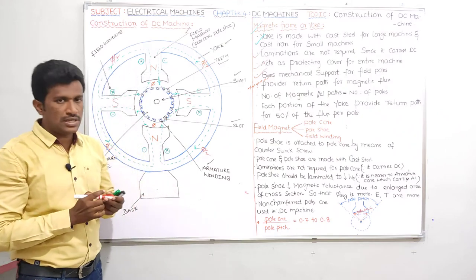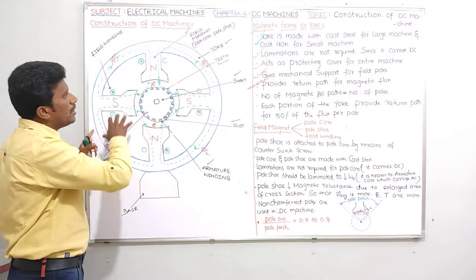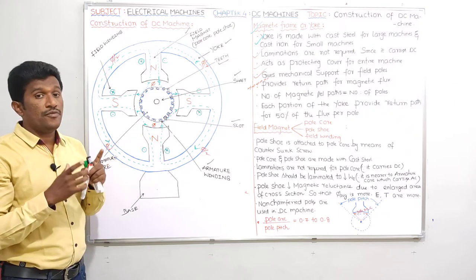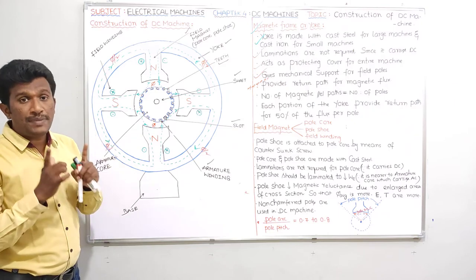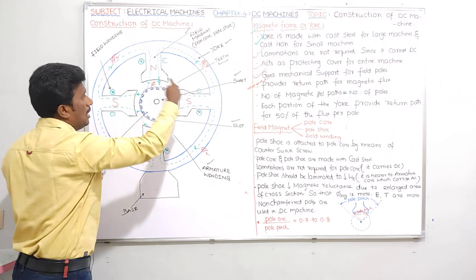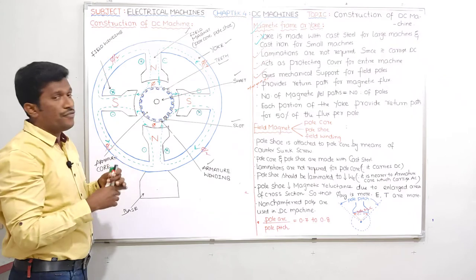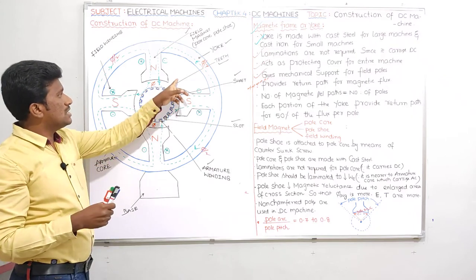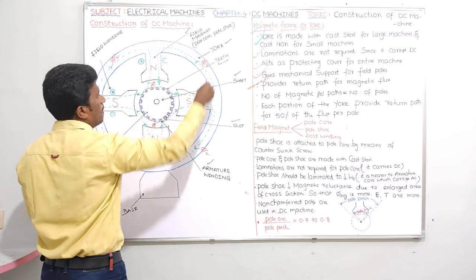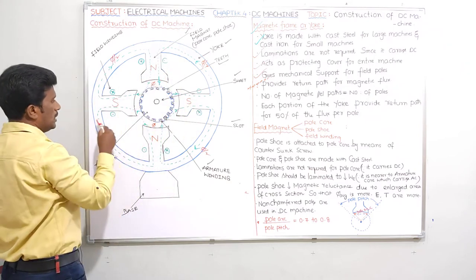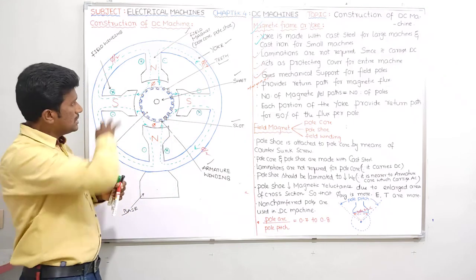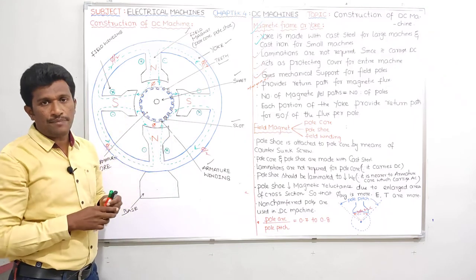And guys, one more question I'm asking. The number of magnetic parallel paths is equal to what? Magnetic parallel paths means you have to see these green color lines, that means flux. See one, next two, next three, next four. So in this figure we are getting four magnetic parallel paths.